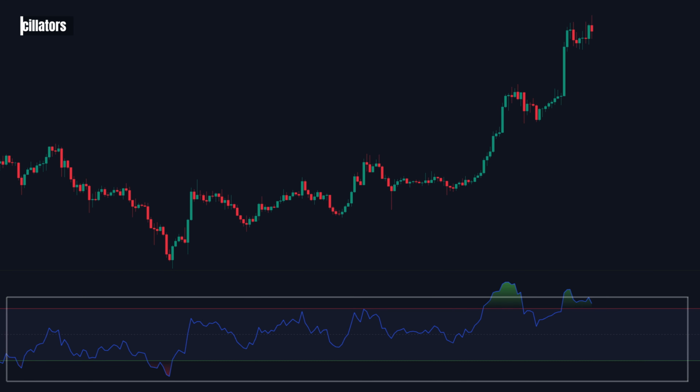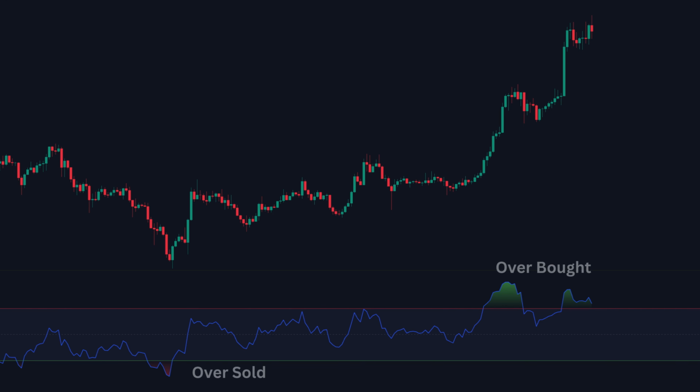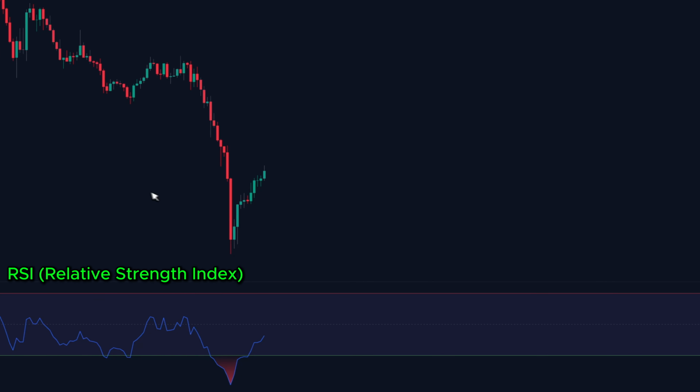Oscillators. Oscillators are great for identifying overbought and oversold conditions, especially in ranging markets. And let's look at two key ones. RSI, Relative Strength Index. Below 30 equals oversold equals potential for upside bounce. Above 70 equals overbought equals possible price drop.